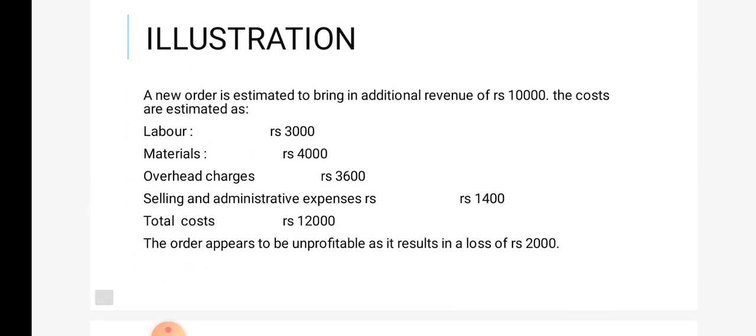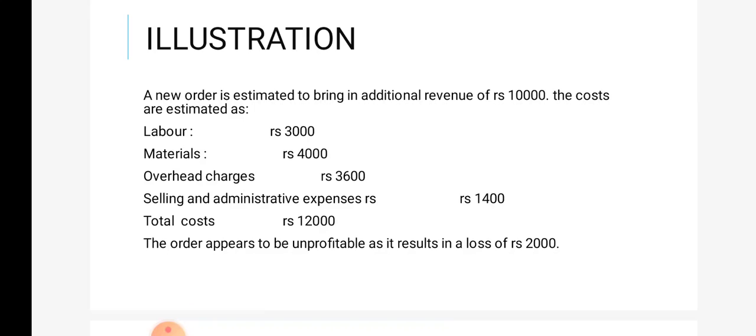Let us consider an example. A firm receives a new order which is estimated to bring in additional revenue of rupees 10,000. The costs to execute the new order are as follows. Cost involved: labor 3,000, material 4,000, overhead charges rupees 3,600, selling and administrative expenses rupees 1,400. If you add these expenses, the total cost comes to rupees 12,000.